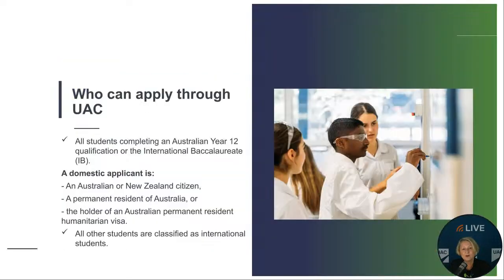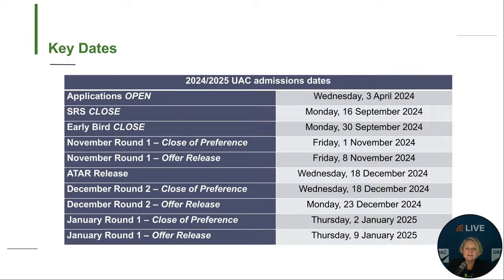Each year, UAC runs by a calendar of dates, which I'm sure that you are aware, and all these dates are listed on the UAC website. But let's talk about some of the key dates. The key dates for 2025 entry started today, with the applications opening this morning. The next important date is for students who are applying for the Schools Recommendation Scheme, or SRS, and the closing date for this application is the 16th of September.